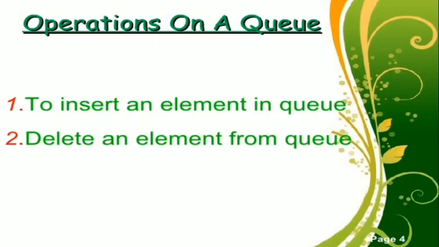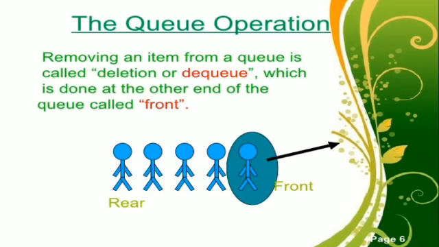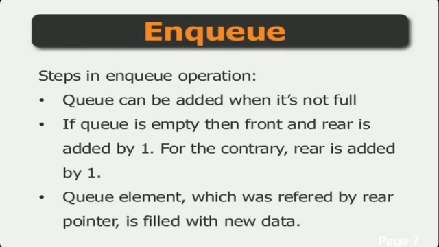Operations on a queue: insert an element into the queue, and delete an element from the queue. Inserting an element in a queue is called enqueue, and deleting an element from the queue is called dequeue. Placing an element in a queue is called insertion or enqueue, which is done at the end of the queue called the rear. Removing an element from the queue is called deletion or dequeue, which is done at the other end of the queue, called the front.